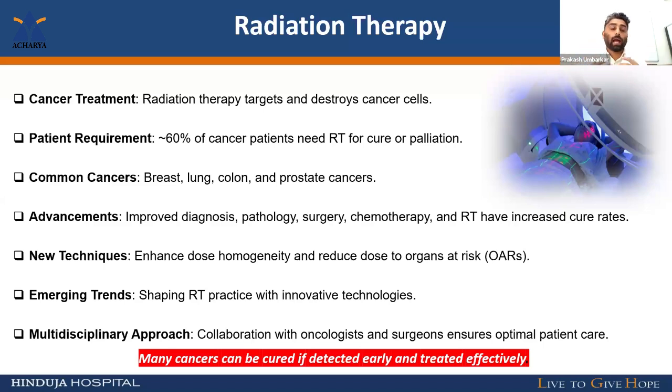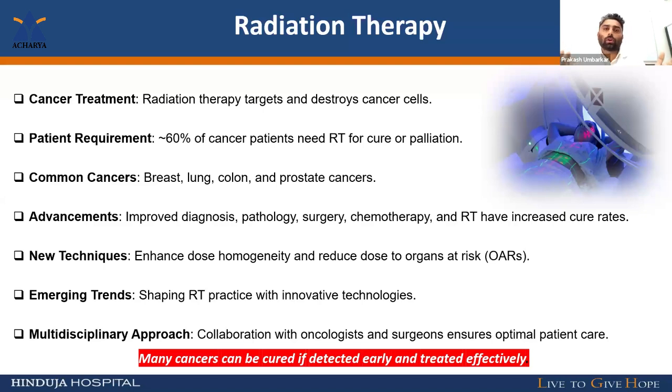But as of now, according to most of the Indian data, 60% of cancer patients need radiation therapy, either curative or palliative treatment. For both treatment purposes, we require radiation therapy for the patient. The common cancers in world data are breast cancer, lung, colon, and prostate cancer. But with advancement, without diagnosis we cannot run the radiotherapy.